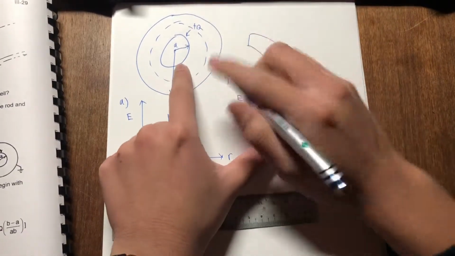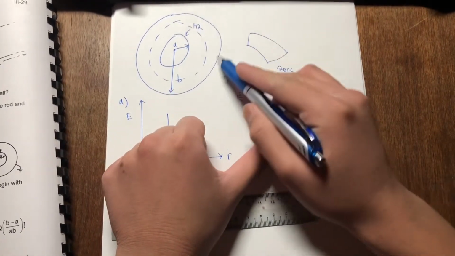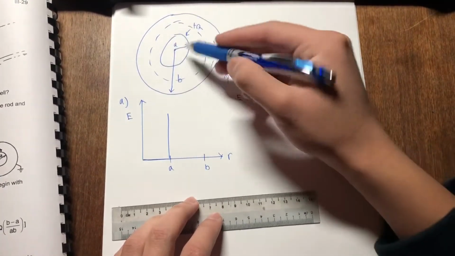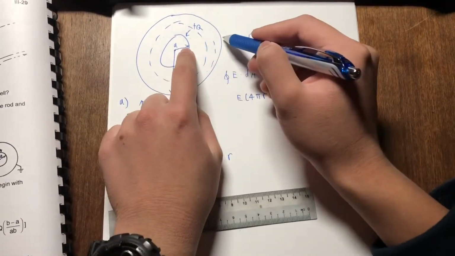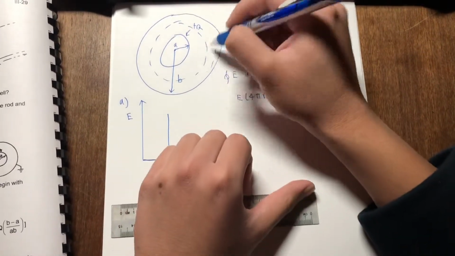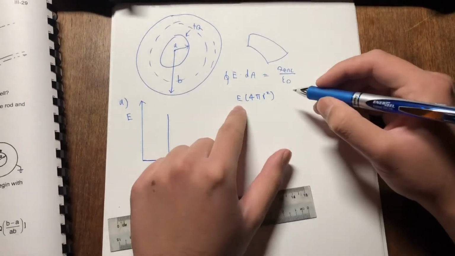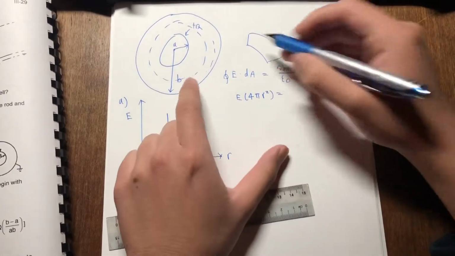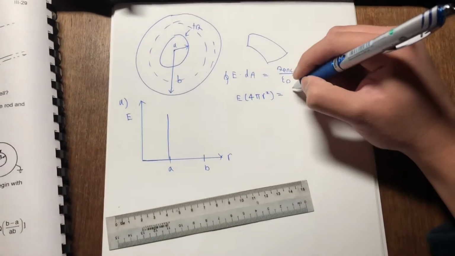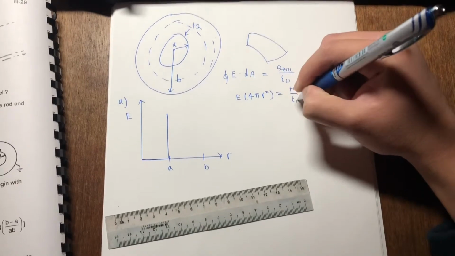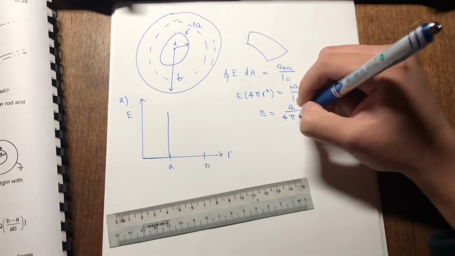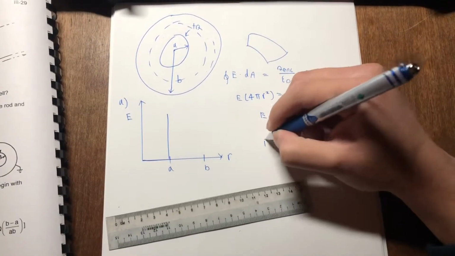And this will work. It doesn't matter if the sphere is this big or this big. It doesn't matter, because it's all the same between A and B. There's no space here, so it wouldn't matter where I set up this Gaussian sphere. All I want to know is right there. So E times 4 pi r squared equals, and the charge enclosed by this Gaussian sphere is just plus Q. So I'll write plus Q over epsilon. I'm going to solve for E, and I'll get Q over 4 pi epsilon r squared.